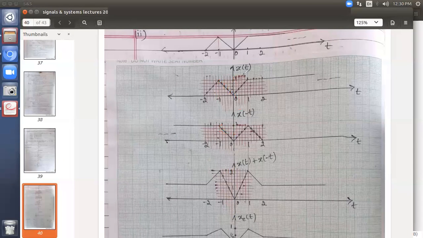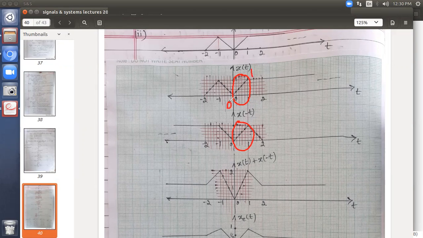Now let's move to between 0 to 1. Between 0 to 1, you observe 0 to amplitude 1. If I divide the amplitudes in 5 bits, 0.2, 0.4, 0.6, 0.8 and 1. Here also 0.2, 0.4, 0.6, 0.8 and 1. So let's start with 0. 0 plus 0, 0 only. I am here now. Next 0.2. 0.2 plus 0.2. Somewhere here 0.4. 0.6 plus 0.6, 1.2.